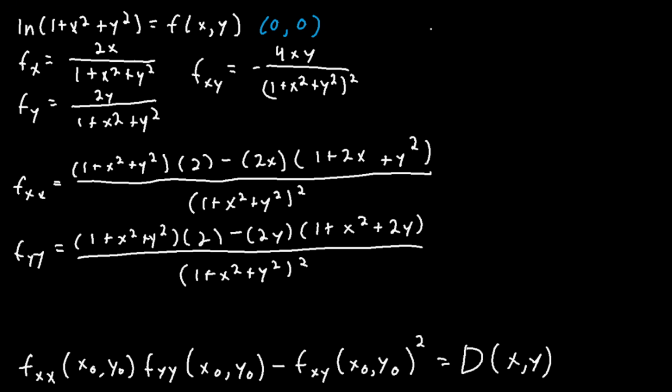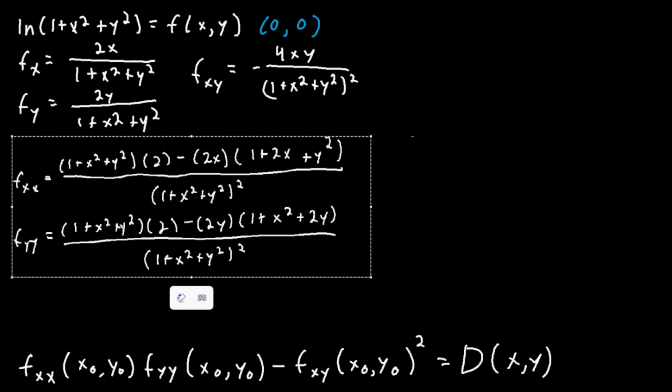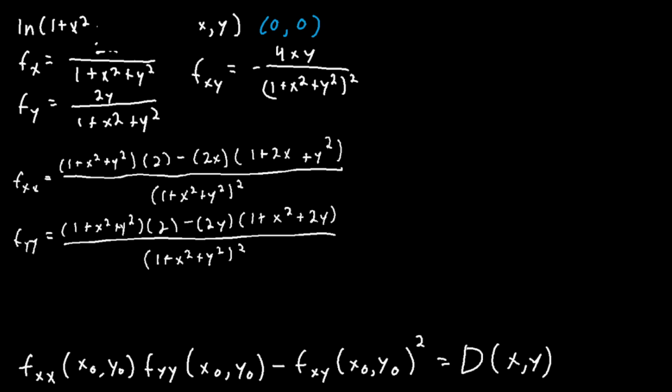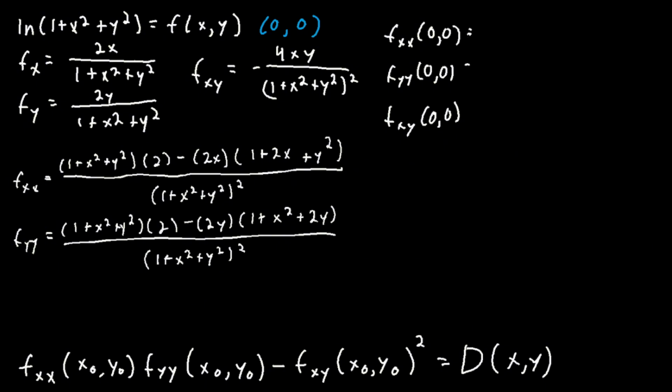Now we have to plug in our values. Let's make these smaller so we have more space. Let's plug in our values for our double x partial, our double y partial, and our xy partial at the point 0, 0. Let's do this one first because it's easier. If you plug 0 into our xy partial, we get negative 4 times 0 over 1 squared, which is just 1 still. So this is just equal to 0.